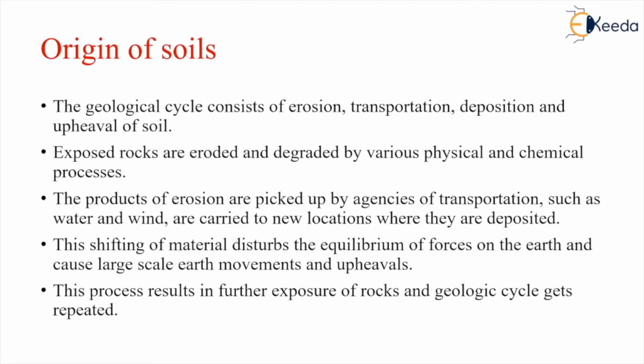Firstly, exposed rocks are eroded and they get degraded by various physical and chemical processes. Then the products of erosion are picked up by agencies of transportation like wind and water, and then they are carried to new locations and get deposited there. While the shifting happens, the material disturbs the equilibrium of forces on the earth and causes large scale earth movements and upheavals. So this is a natural process which results in further exposure of rocks, and thus the geologic cycle gets repeated.